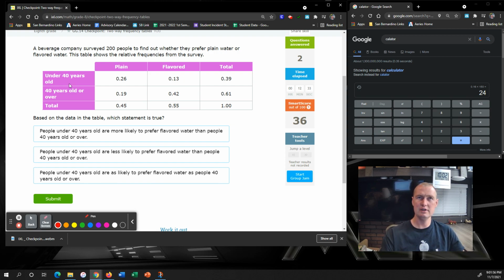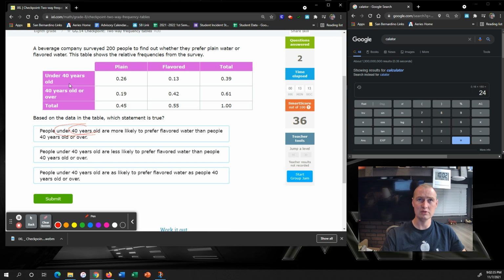So the scenario is a beverage company surveyed 200 people to find out whether they'd prefer plain water or flavored water. This table shows the relative frequencies. Okay, so we're comparing plain water and flavored water. It could be sparkling water. It could be like a Powerade, because that's kind of flavored water too. All right, anyhow, based on the data of the table, which is true. All right, people under 40 years old are more likely to prefer flavored water than people that are 40 years or over. Okay, so what they're saying is 40 years under.